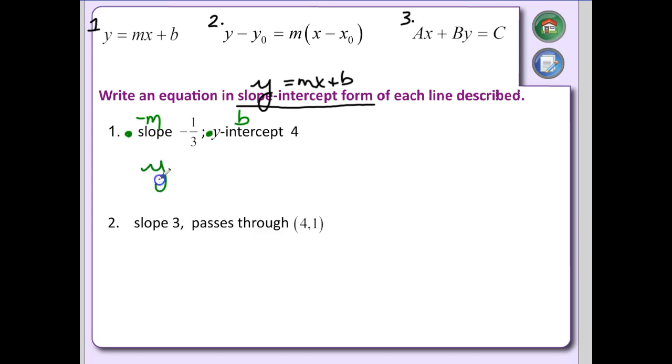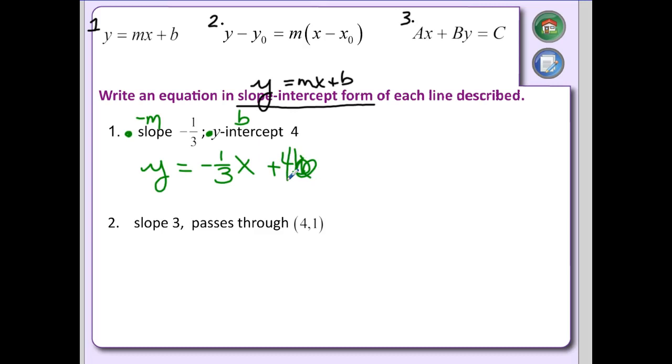So we've got y equals m. Well, m is negative 1/3. Don't forget to write your x, mx plus b, and b is 4. Whoops, Mrs. Burton wrote b instead of the number. Okay, so this should be a 4. Sorry about that. All right.